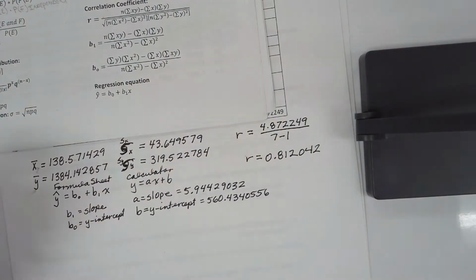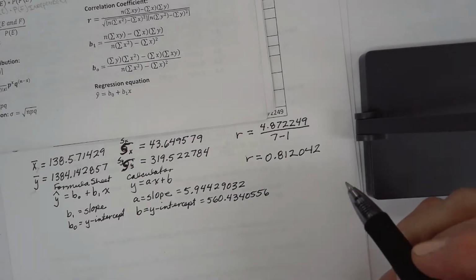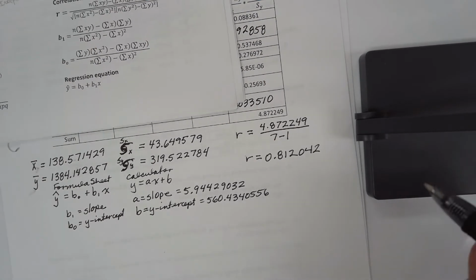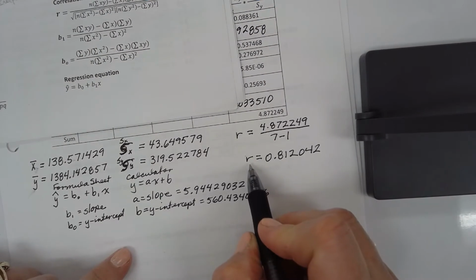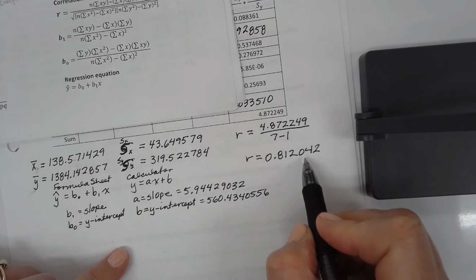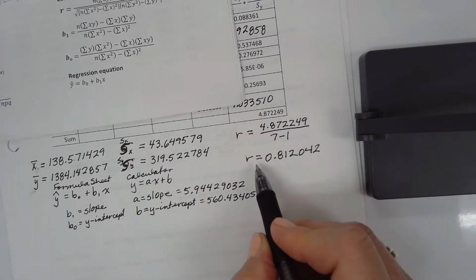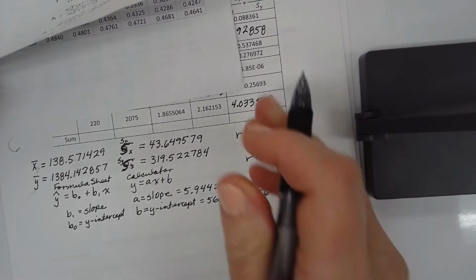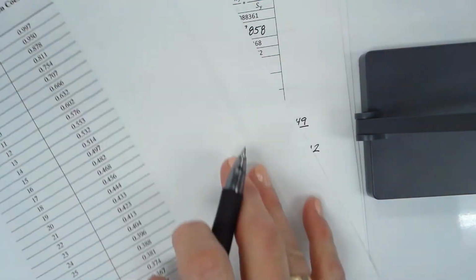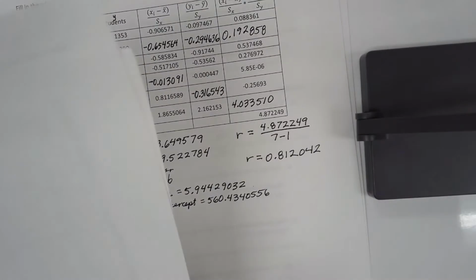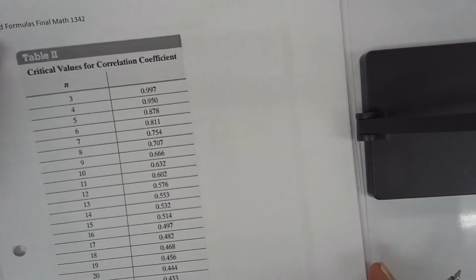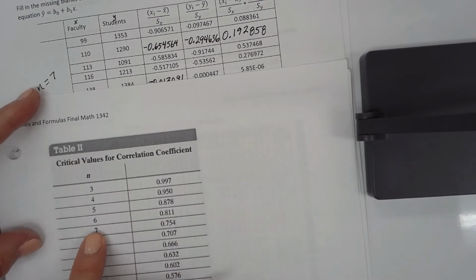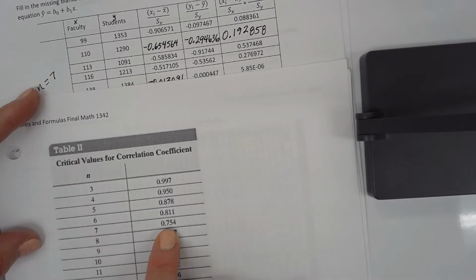Okay, so we need to interpret these things that we found. So the R, that is the linear correlation coefficient, right? So we need to see if that is significant or not. And so remember, we used the table 2 in order to check that out. So in our problem, n is 7. So go down the table to 7, and what's the critical value?